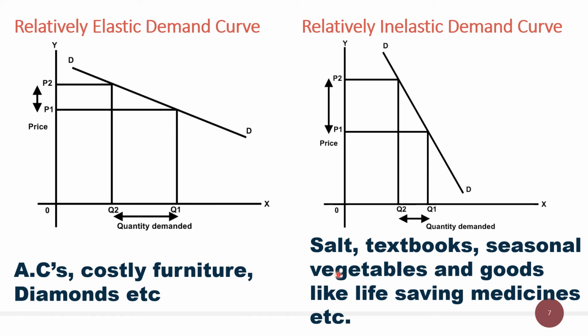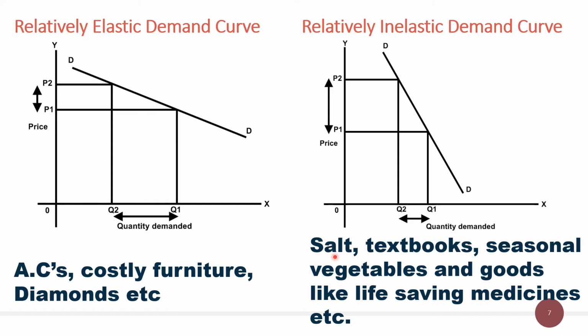Whereas the demand for necessity goods or necessities like salt, textbooks, and life-saving medicines will be relatively inelastic. The demand curve will be steeply sloped. In the case of these goods, a big change in price will bring about a small change in demand.